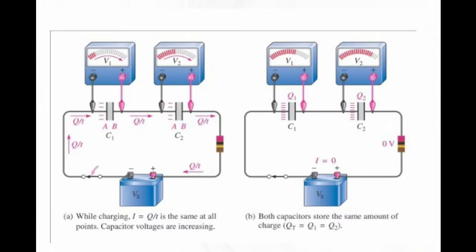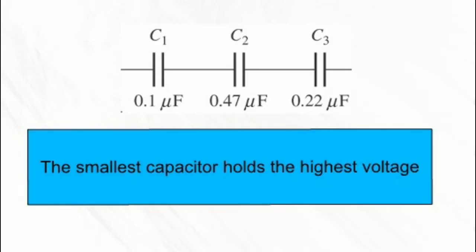In a DC circuit, current stops flowing when the smallest cap is charged. Also, the smallest cap holds the largest voltage, and vice versa. The smallest cap charges first, halting all the current flow in series.